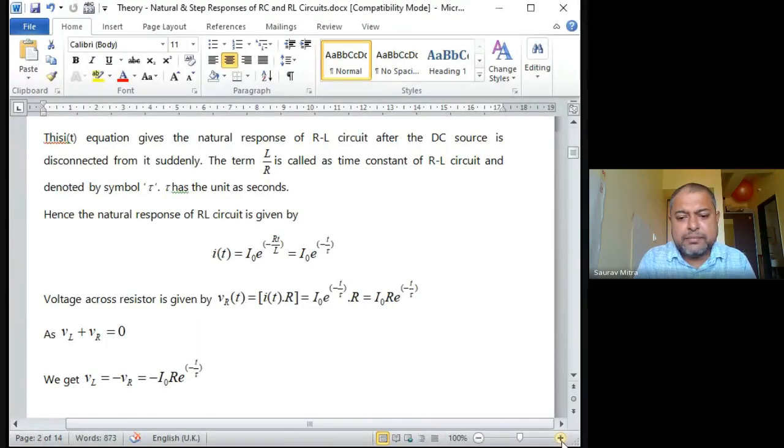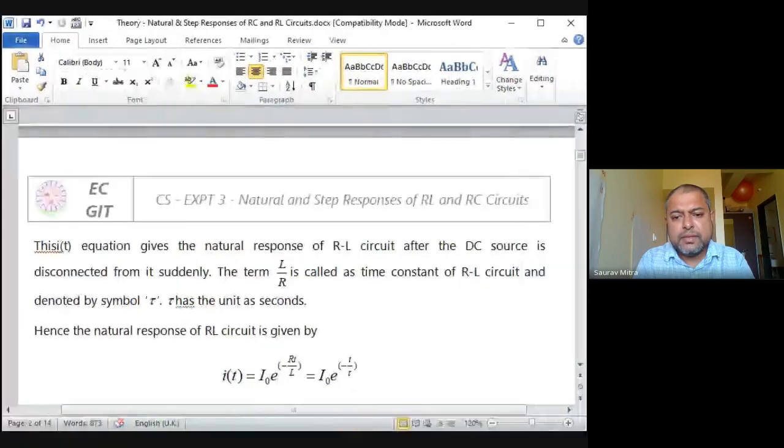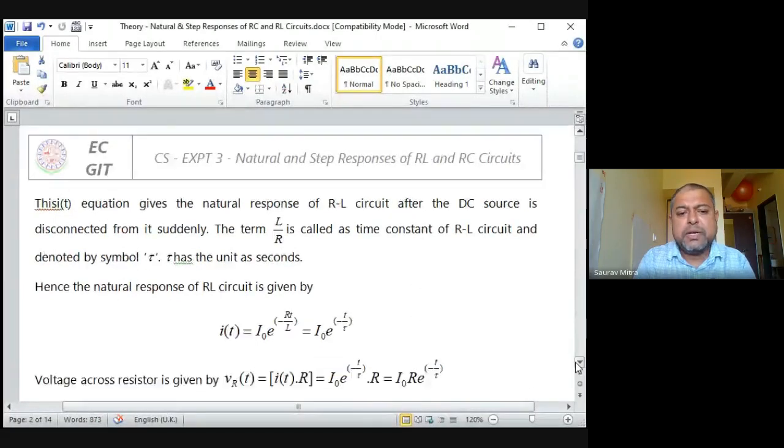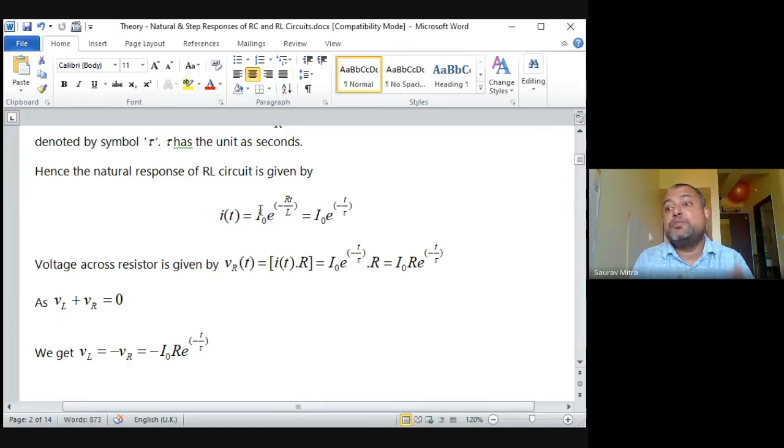I'll make it a little bigger. Okay, so e raised to minus t by tau, I think is visible properly. So you are finding that i(t) is equal to I0 into e raised to minus Rt by L. So what is the natural response of the RL circuit? The natural response of the RL circuit is an exponentially decreasing characteristic. After you charge the inductor, suddenly you are closing the circuit, R and L are in parallel, and then how does the inductive current decay?